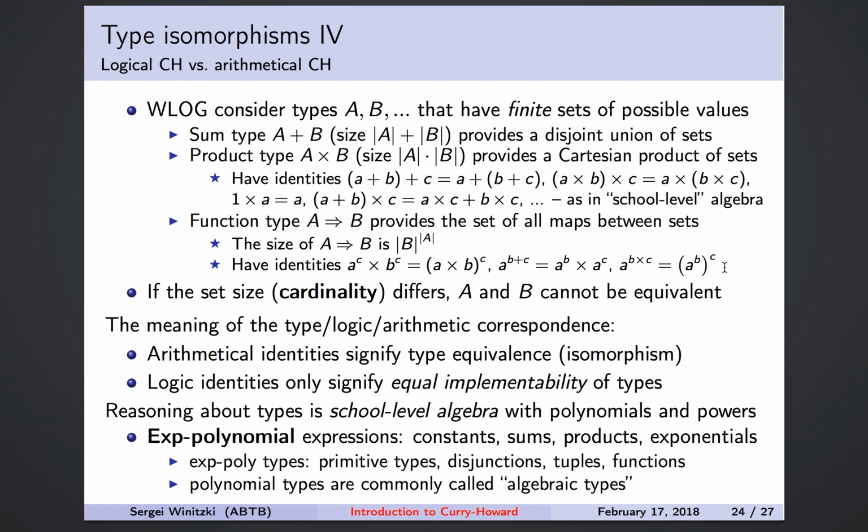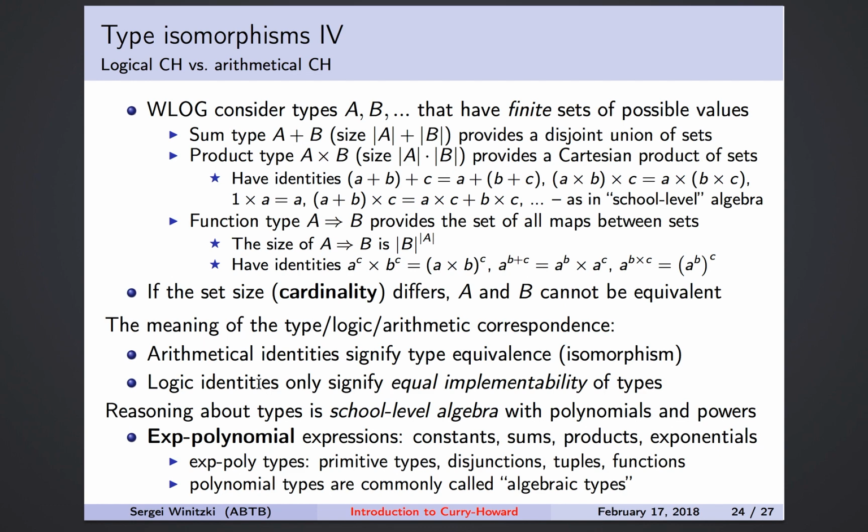And three, the correspondence between the cardinality of a type, or the set size of a type, and the arithmetic identities that we have in the school algebra about these types. So arithmetical identities signify type equivalence or isomorphism, while logic identities only talk about how you create some value of this type out of a value of another type. So that does not guarantee that it preserves information. It just guarantees that you can implement some function of that type. It doesn't tell you that the function will be an isomorphism.